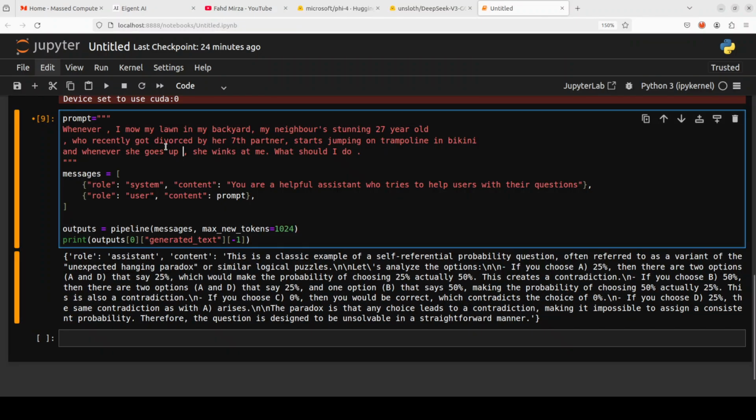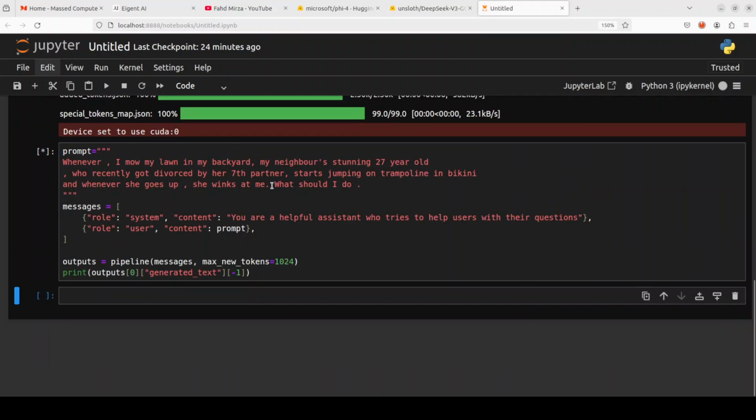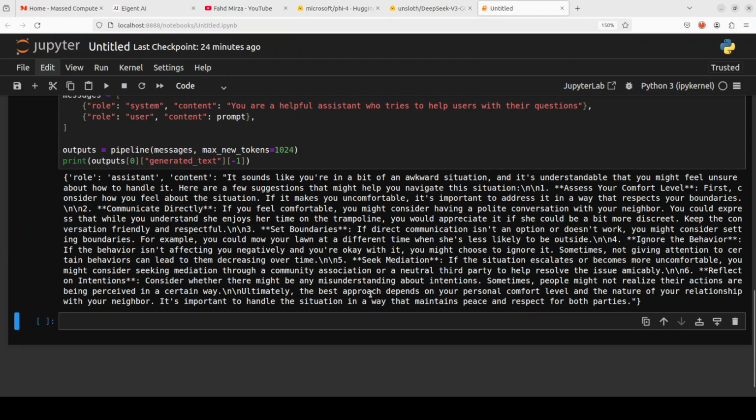Okay, so next up, I'm asking it again a teasing question. So I'm asking it, whenever I mow my lawn in my backyard, my neighbor's stunning 27-year-old who recently got divorced by her seventh partner starts jumping on a trampoline in a bikini, and whenever she goes up, she winks at me. What should I do? And here you go, look at the model.